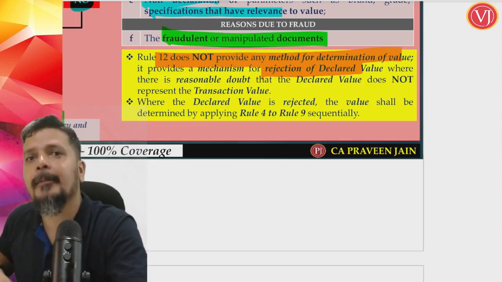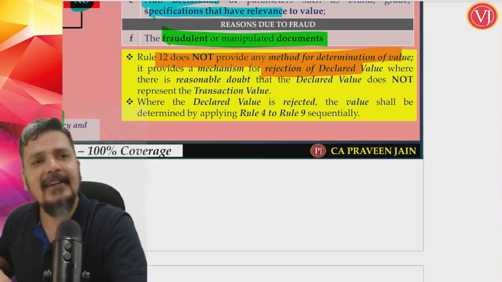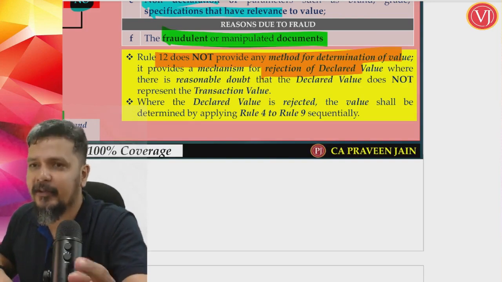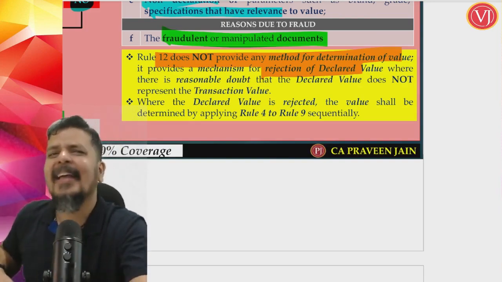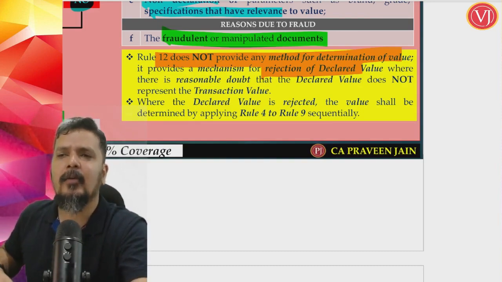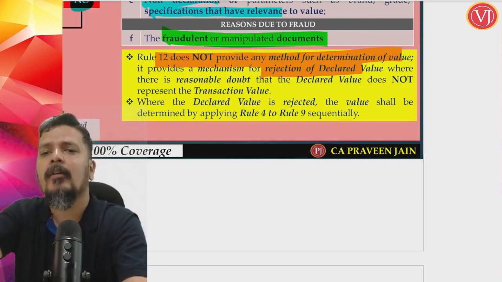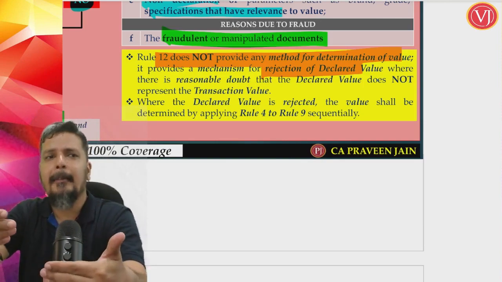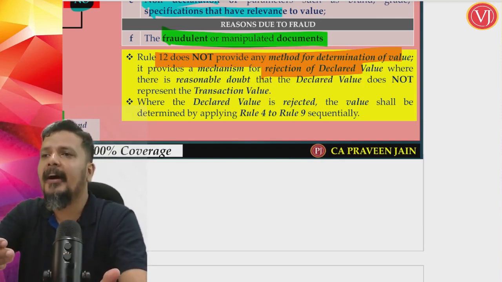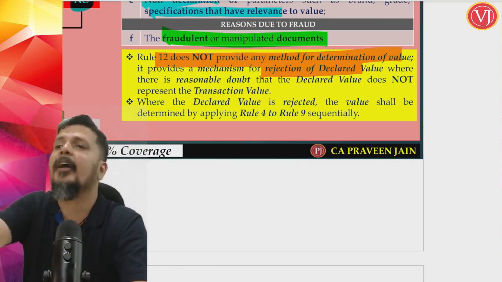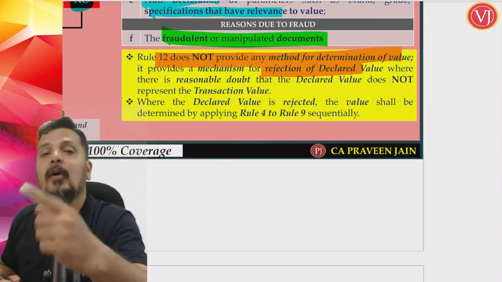Now this becomes very important to tell that he can reject this value under rule 12, but just by rejection, 1.5 crores will not become the answer. Why has he rejected it? He saw your value of 1 crore, he saw identical goods value of 1.5 crores, he compared it. He has got the powers to reject based on that comparison, but after rejection 1.5 crores will not become the answer. He has to apply the rules in sequence.